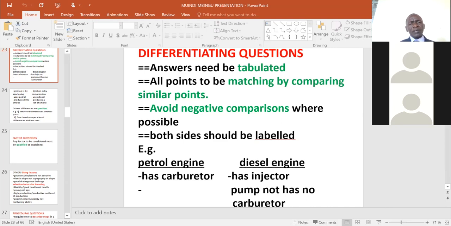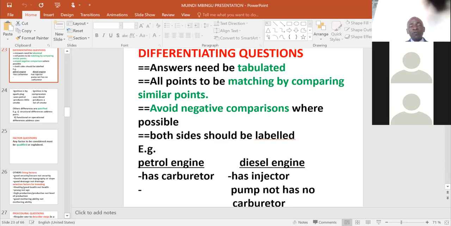Now, if you say that apiculture involves rearing of bees, unlike aquaculture, you have told us nothing, because you have not told us what aquaculture entails, which is the livestock that is being kept. So avoid incomplete answers or shortcuts. You'll be penalized for that, you'll not get marks.